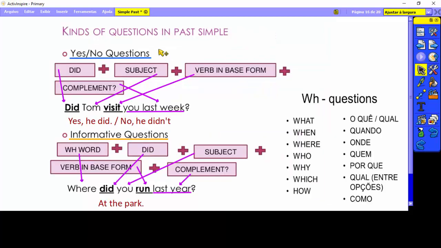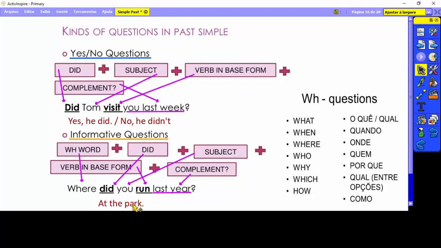Okay? Kinds of questions in past simple. Yes, no questions. Now you use the auxiliary verb before the subject. So, did Tom subject, visit verb in the base form and complement. You last week. So, did Tom visit you last week? So you could answer yes, he did, or no, he didn't. Informative questions, WH word. So you put WH word before the auxiliary. That's very simple. Where did you run last year?